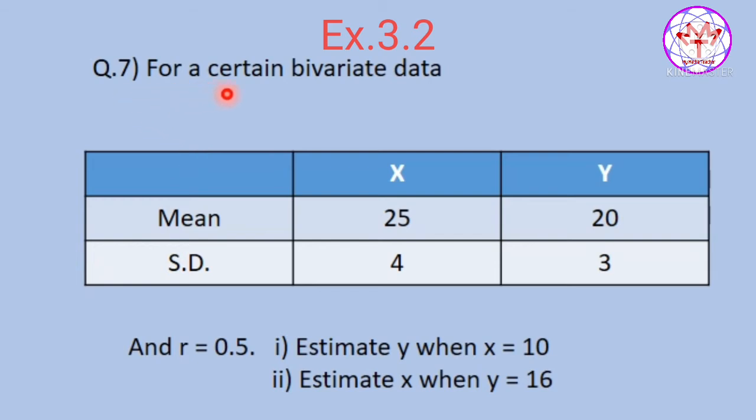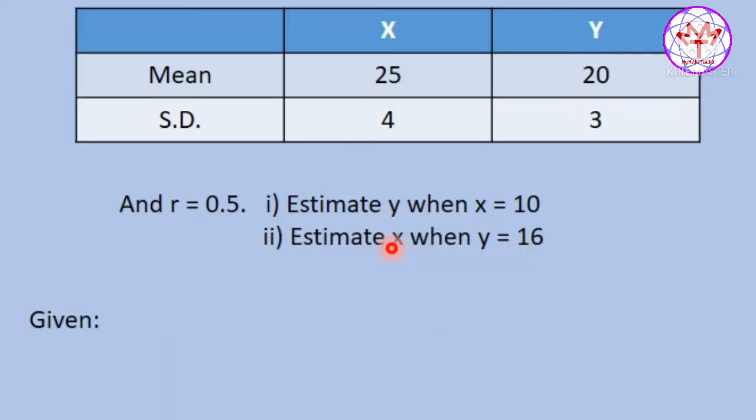Question number 7 is: for a certain bivariate data, the mean of x and y and the standard deviation of x and y are given. Also, r is equal to 0.5. We are asked to estimate y when x is equal to 10 and estimate x when y is equal to 16. So first let us write what is given.